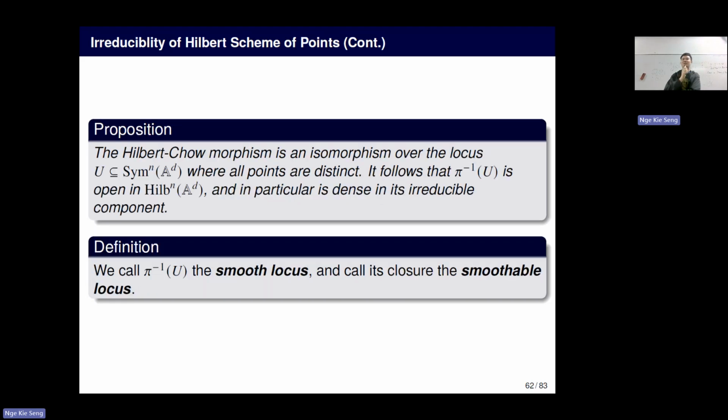And the Hilbert-Chow morphism is an isomorphism over the locus U, where all points are distinct, as I already explained. And it follows that the preimage of U is open in Hilb^n of A^d, and in particular is dense in its irreducible component. I will not prove this, but a sketch is that we mentioned earlier that pi can be viewed as a blow up over the diagonal terms, so it should be continuous, and so the preimage of an open set is also open. And we call this preimage of U the smooth locus, and we call its closure the smoothable locus.